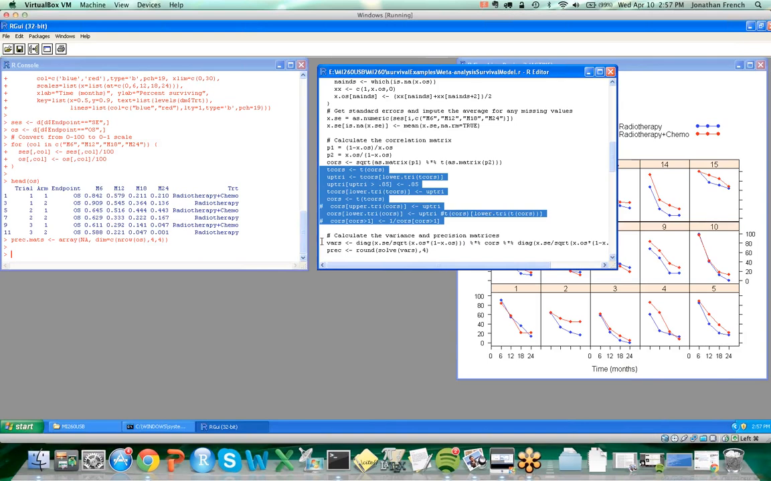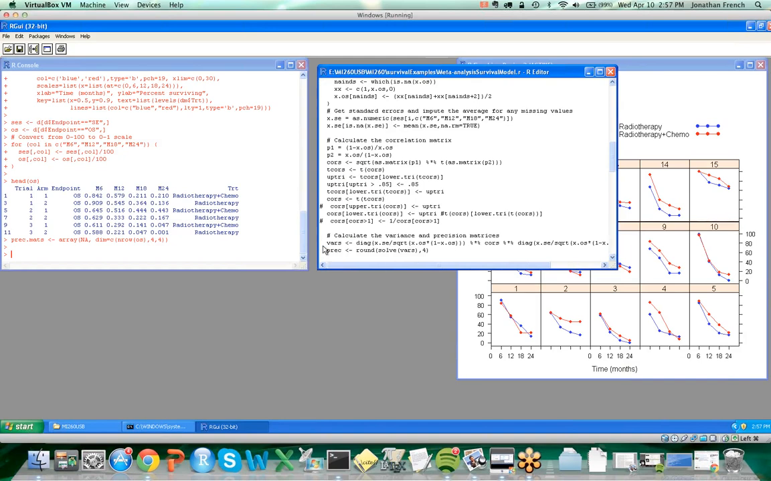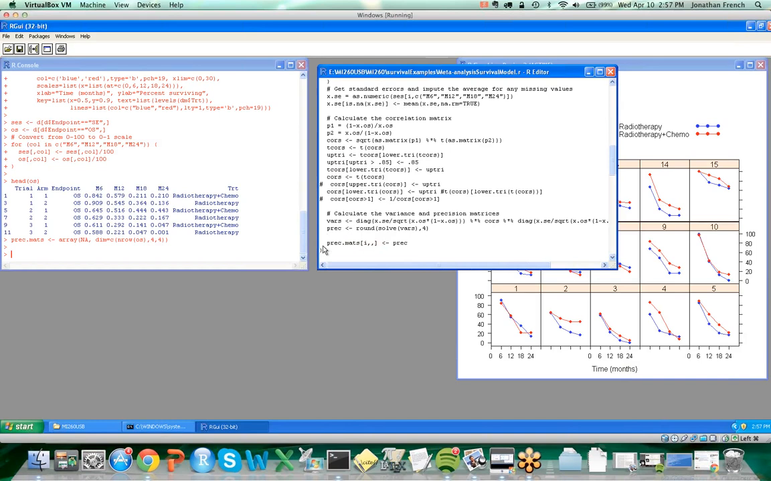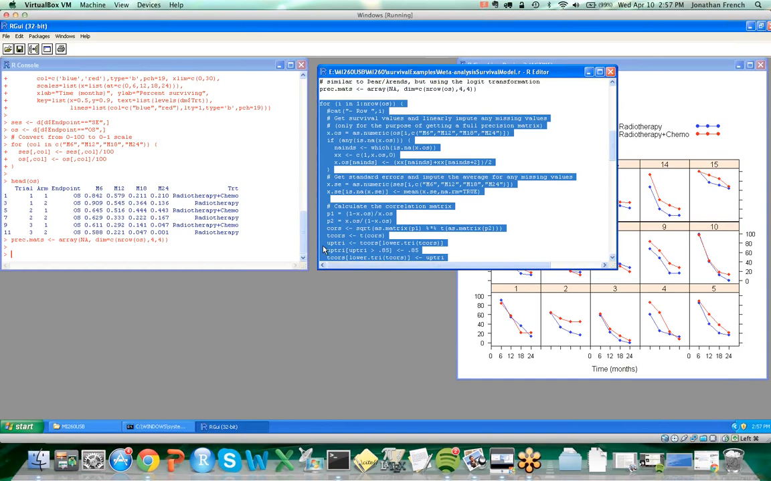And then what it does is it turns those correlations and standard errors into a variance-covariance matrix, and then takes the solution or the inverse of that to come up with a precision matrix. So this chunk of code is doing all the work for us to calculate those VIs.